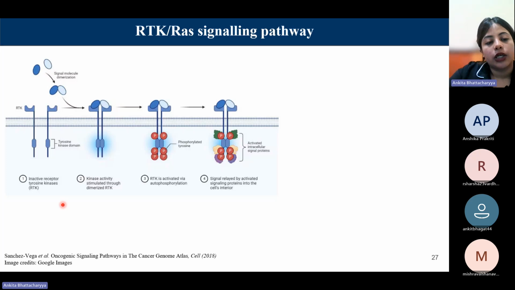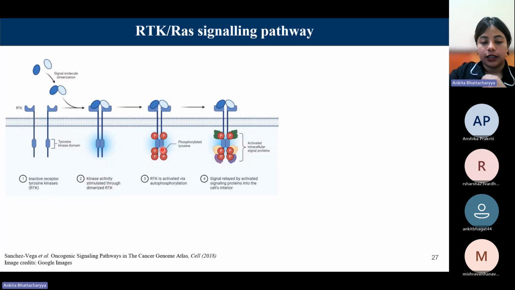How do they work? So here you see this is an inactive receptor where the two components or the two monomers of the receptor tyrosine kinase are separate from each other. When there is binding of the signal molecule, in this case, this particular example is talking about a signaling molecule or a ligand, which is a dimer in nature. So after dimerization, it binds to the receptor's outer or extracellular side. And upon binding, the two receptor monomers come close to each other and there is interaction between the two tyrosine kinase domains. So this kinase activity is stimulated through this dimerized RTK.